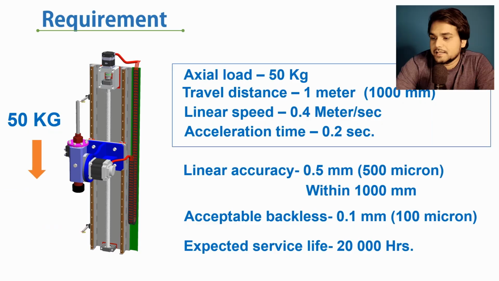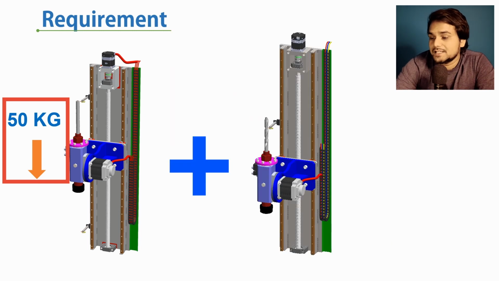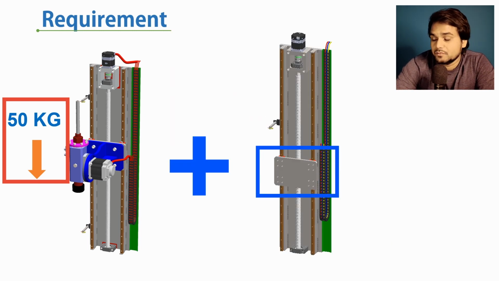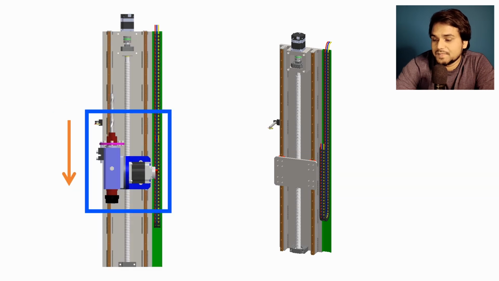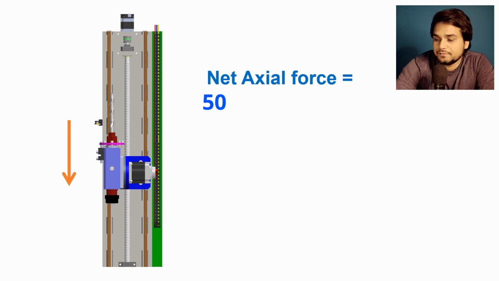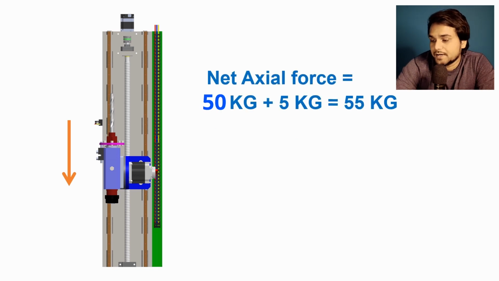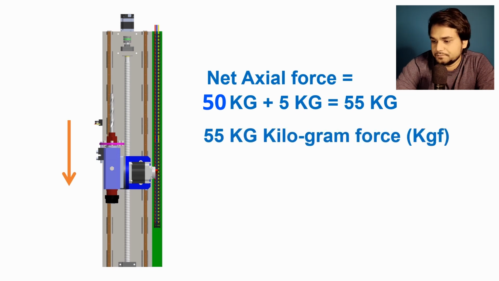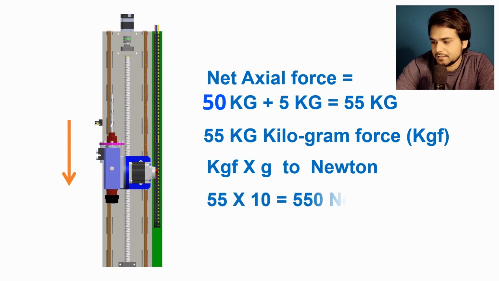So let's start with calculating maximum axial load on the ball screw as per the given condition. And the given axial load on the ball screw is 50 kg. Plus we should consider sliding plate weight force where we will mount this drilling system. So let's say the plate size is 5 kg. So the net force will become 50 plus 5 equal to 55 kg. 55 kilogram force. And now convert the kgf to the Newton. So multiply with gravity of acceleration 9.8 or 10. So the load will become 550 Newton.